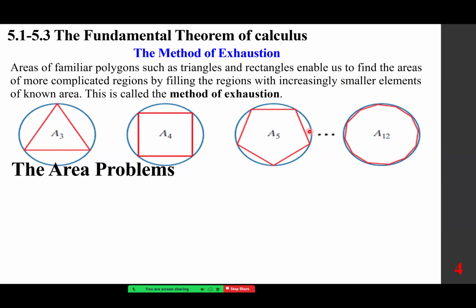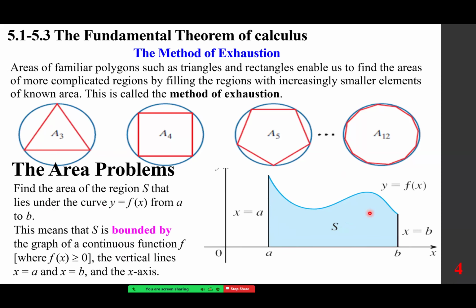And you can approximate the area of a circle. This is before we knew the area was pi r squared. So this is called the method of exhaustion. What if you want the area under this curve? Find the area of the region S that lies under the curve y equals f of x from a to b. This means that S is bounded by the graph of a continuous function f, where f of x is greater than or equal to 0, the vertical lines x equals a and x equals b, and the x-axis.